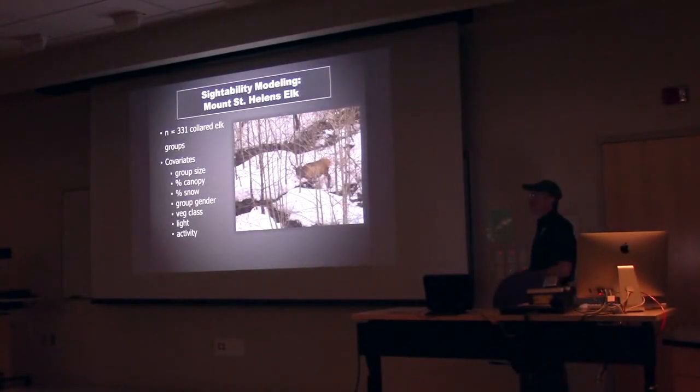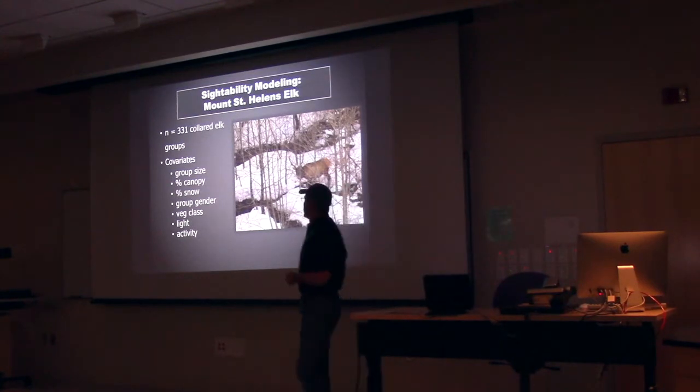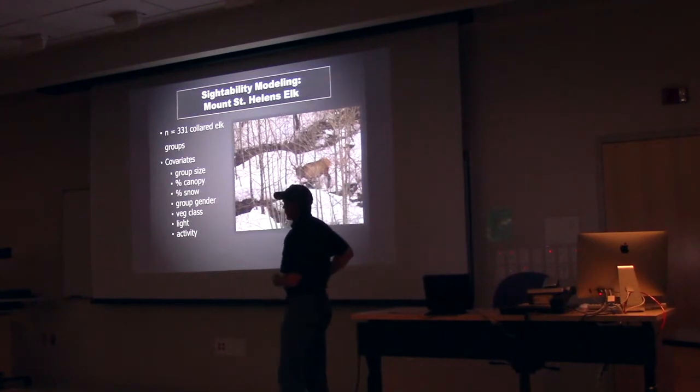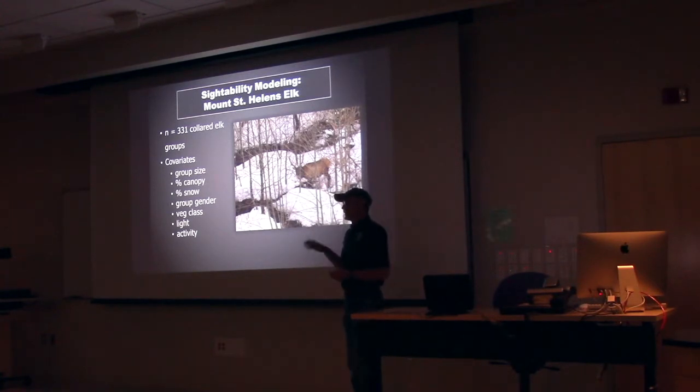Scott? Yeah. How do you know about the ones that you didn't see? How do you know what your actual interest was? So we have telemetry, an antenna on the helicopter. We basically track them down, and so most of the environmental covariates are still pretty easy to get.